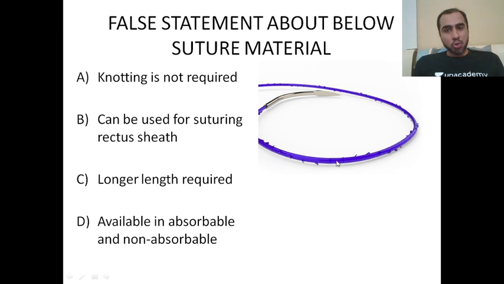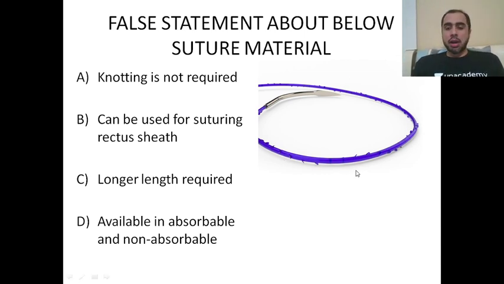Please look at the suture very clearly. There are these things jutting out which prevent the suture from falling back. So once you take a bite through the tissue, the suture remains. It doesn't go out because of these barbs. Barbed suture has not been asked before. I expect, since they are asking a lot about knotting and suturing, this can come. This is a barbed suture.